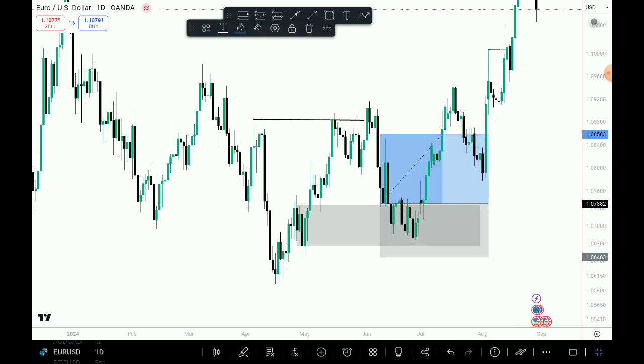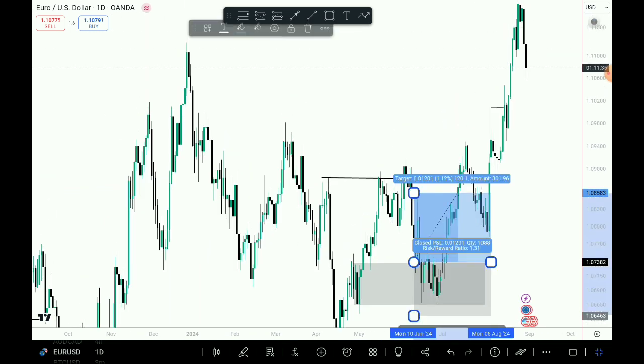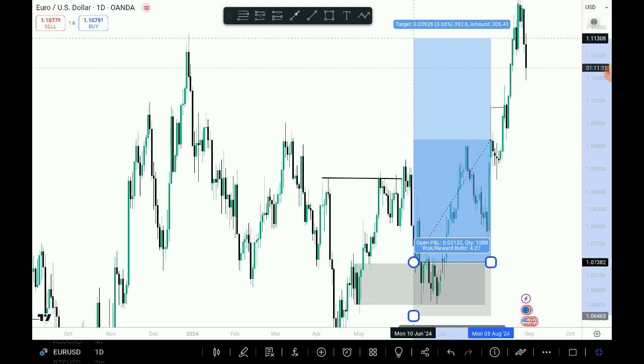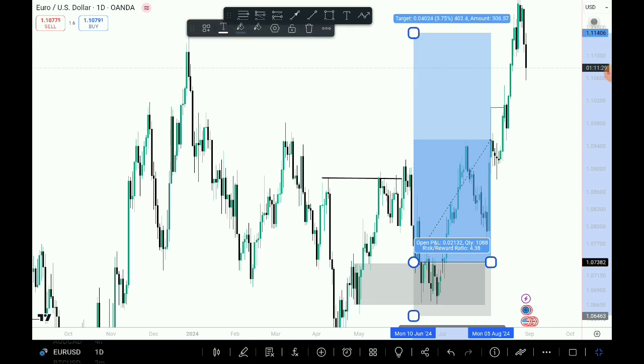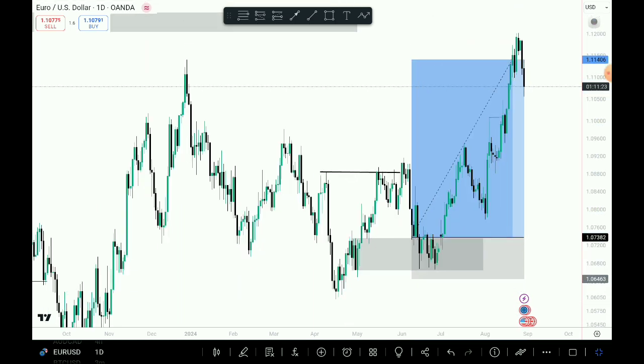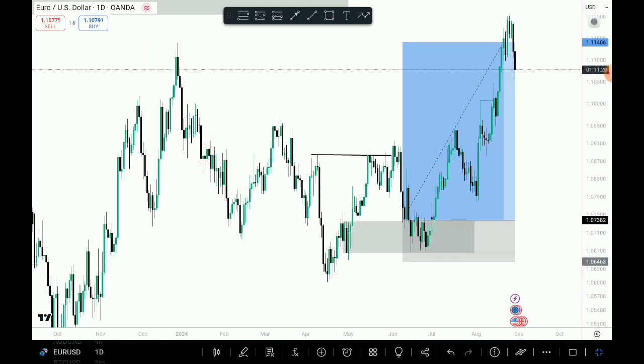And then where will my take profit be? The old high, that particular old high here. And my risk reward would have been a ratio of 1 to 4. So this trade should have been a profitable trade, right? If I would have entered the trade.